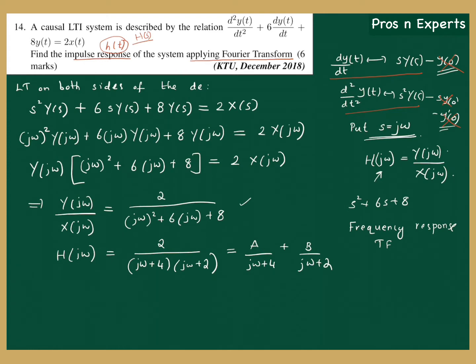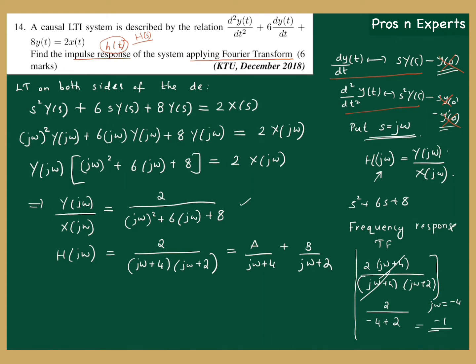So I can write it down here. It is 2 by j omega plus 4, I'm multiplying with j omega plus 4, evaluated at j omega equal to minus 4. That will give you 2 by minus 4 plus 2. And what is that? It is minus 1. So a is equal to minus 1. Similarly, what is b? Can you calculate it in mind?